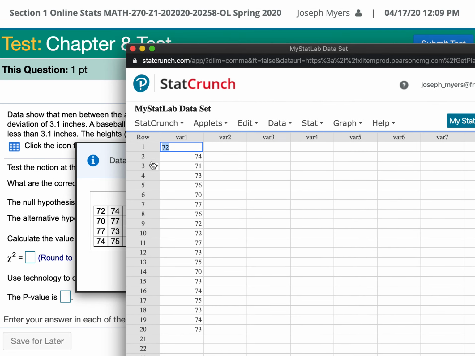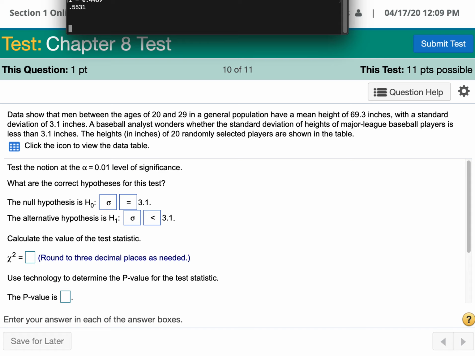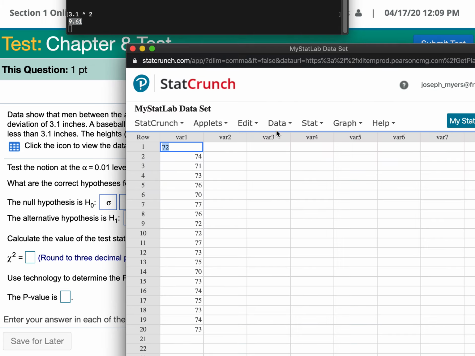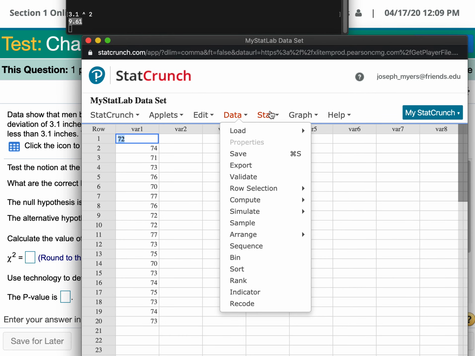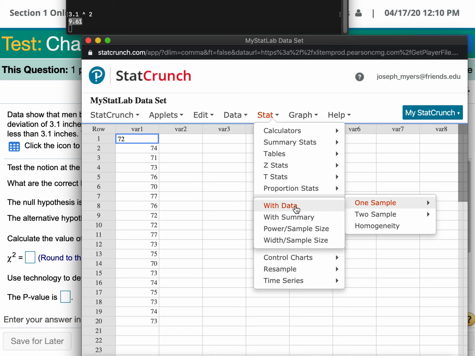Now the interesting thing is we're actually missing some info in this problem. So that's the standard deviation, and so we need to calculate the variance. So variance is equal to standard deviation squared. So what we need to do is take the standard deviation value in the hypothesis and then square it. So 3.1 squared is 9.61. That's the variance.